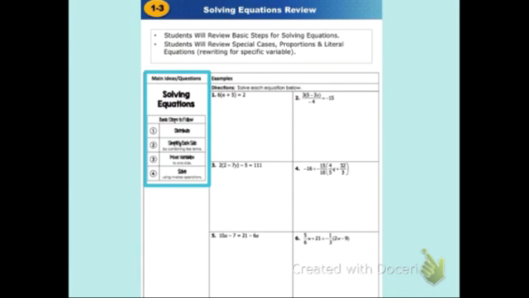This is Mrs. Brunk. Today we're going to be doing some review on solving equations. We're going to review the basic steps for solving equations. We're also going to review special cases, proportional and literal equations. And we're actually going to be rewriting formulas and equations for specific variables. So let's go ahead and get started.